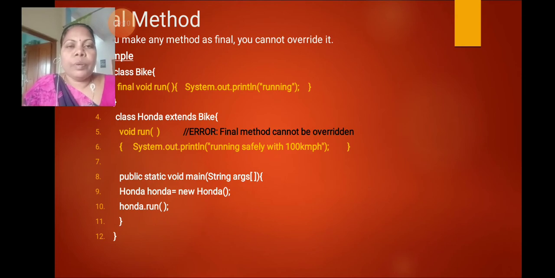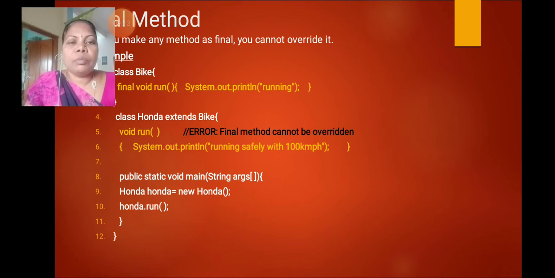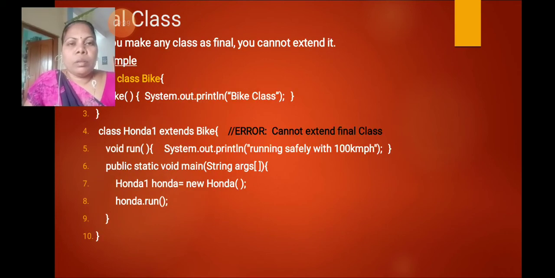Next example, declaring final in front of a method: class Bike, final void run. Here I am taking one more method, void run, but we already declared the method as final run. The final run statement will be executed and cannot be changed anywhere in the entire program. Next one is final class Bike.